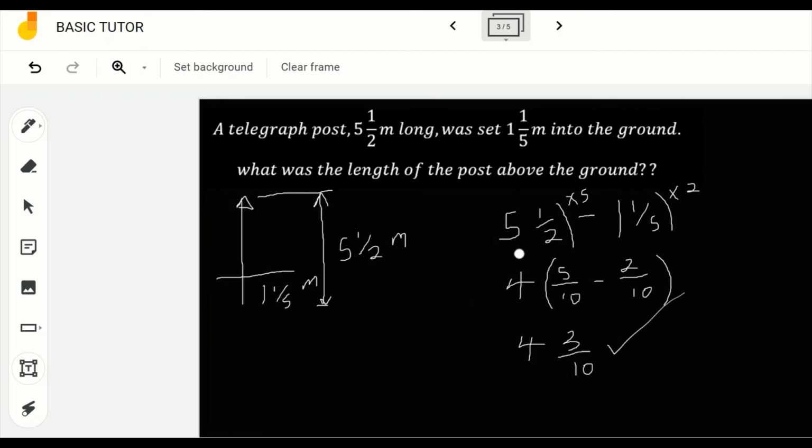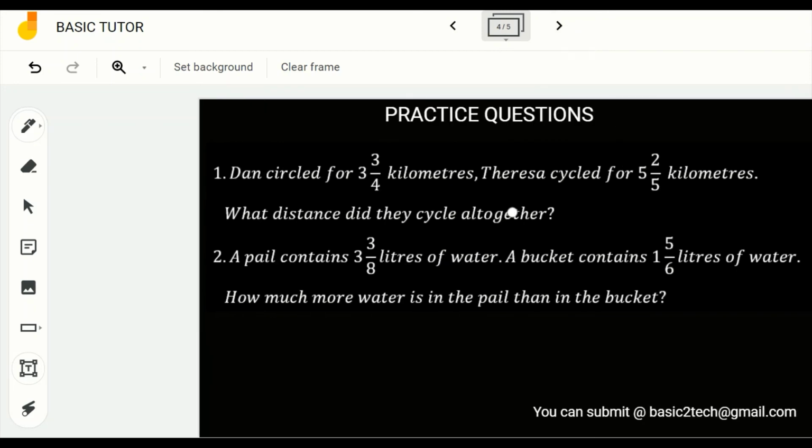So this is how we solve word problems as it relates to addition and subtraction of fractions. Here are practice questions for you. You are advised to work out these questions because practice makes perfection. The more you solve math questions, the more you are able to remember the concept. So please try working on these questions, and you can submit your worked out questions to this email address, and we shall respond to you as soon as possible.